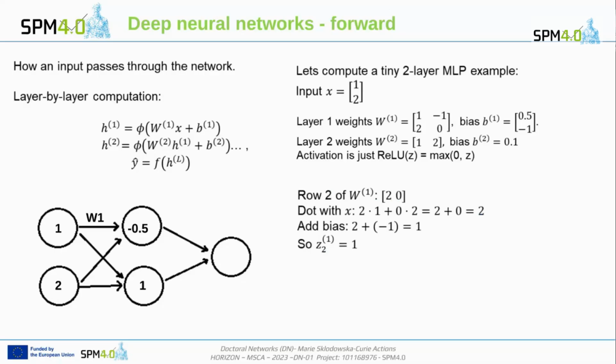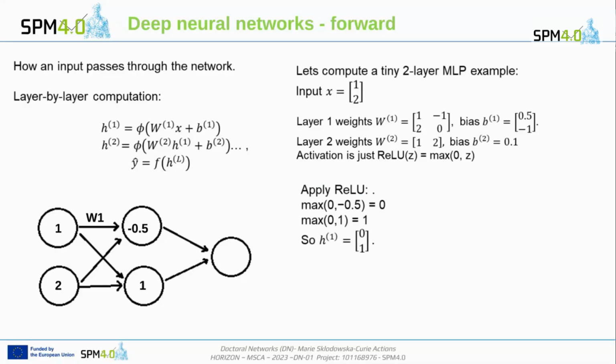All the activations work like this. Anyway, now we need to apply the activation function for each of the nodes. So we are using ReLU. So the ReLU of minus 0.5 is just 0, and max of 0 and 1 is 1. So we get 0 and 1.